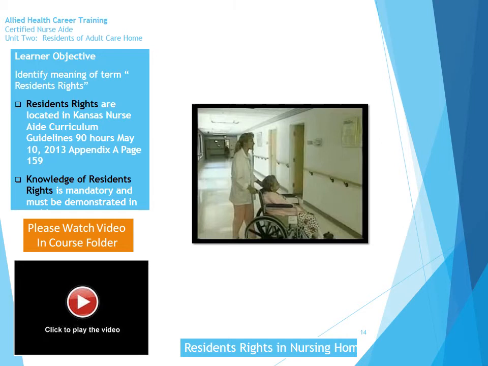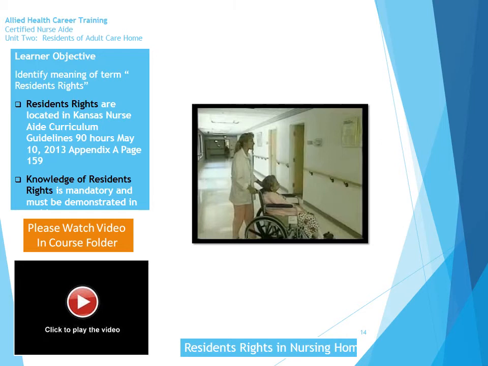So those rights include the right to exercise their rights, so they have the right to promote those rights for themselves too. The right to be notified of their rights, so they have to know which rights they have. The rights concerning finances and property, so the resident can manage their own financial affairs if they choose to do so. The right to information about their care, so the resident has the right to be fully informed about care and treatment and any changes in that care or treatment that may affect their well-being.